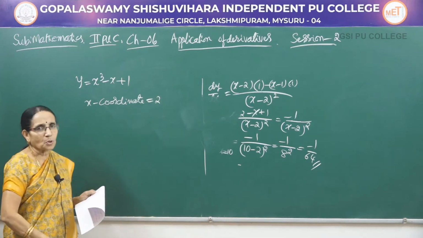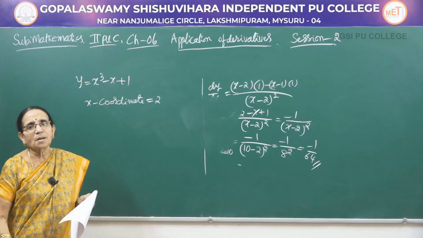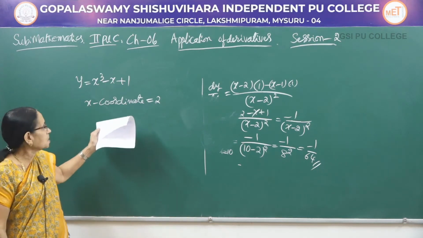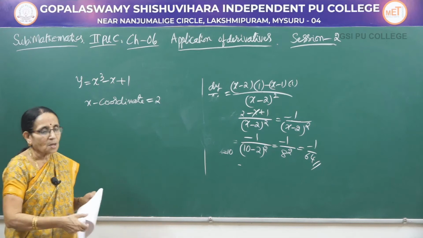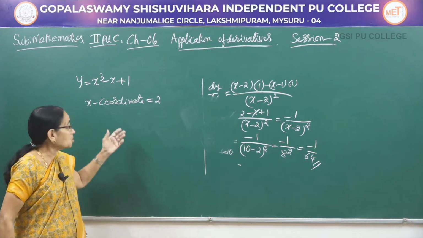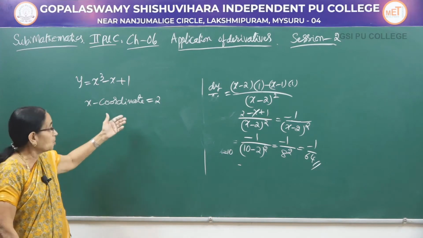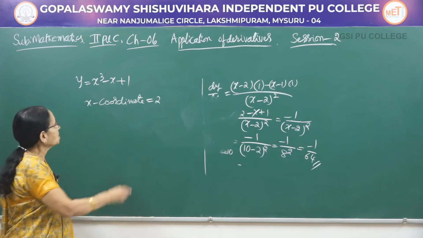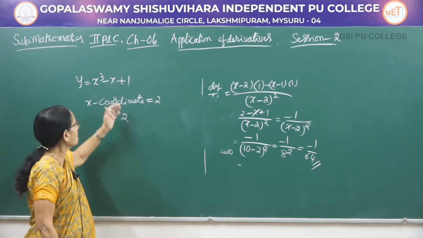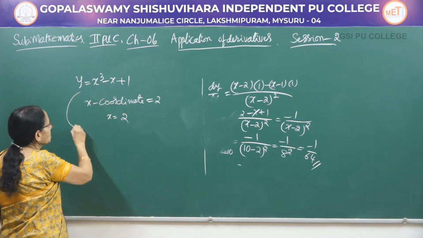See, in the previous problem I had directly given x equal to 10. Here the same thing, but it has been given in a sentence. That's the difference, where at that point the x coordinate is 2. That means it is x is equal to 2. That is the meaning of that one. Okay. Now as usual you do the differentiation.